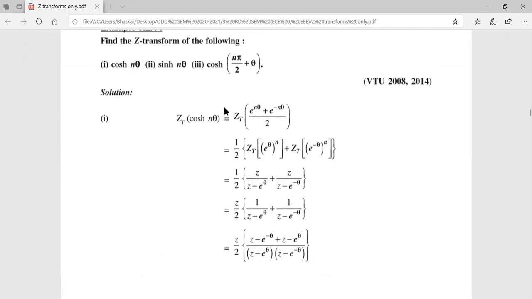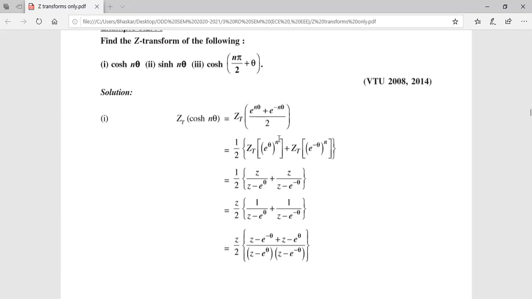Now the Z transform of cosh n theta, sinh n theta, and cosh of n pi by 2 plus theta. First, we will see the Z transform of these two. This is called a hyperbolic function. We know that cosh n theta becomes e power n theta plus e power minus n theta divided by 2. From that, this becomes e power theta whole power n and e power minus theta whole power n.